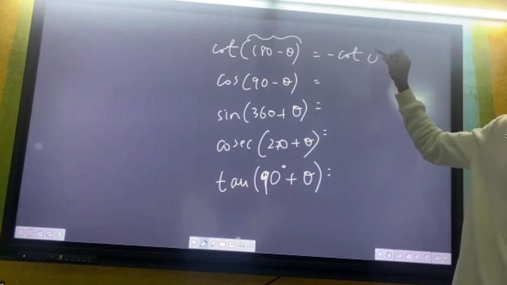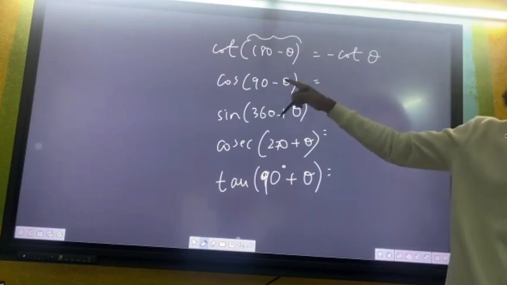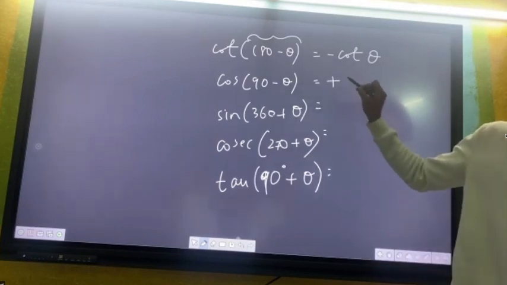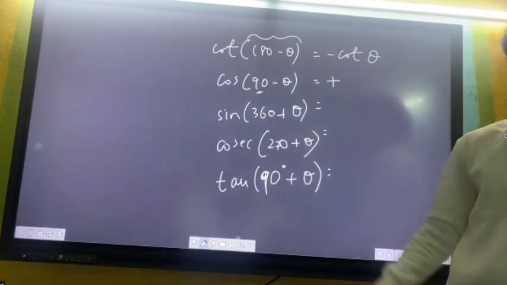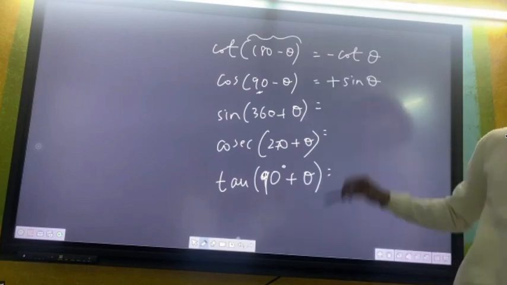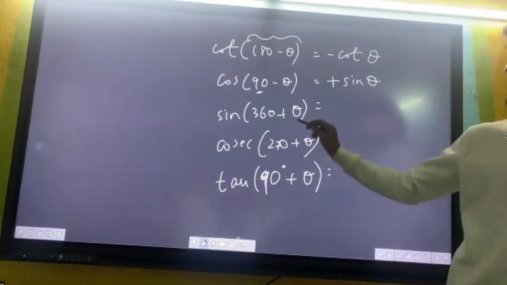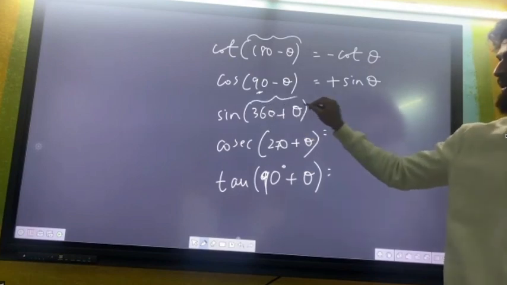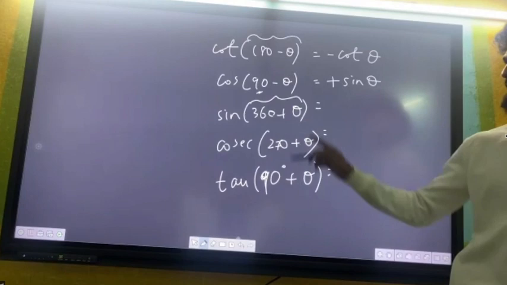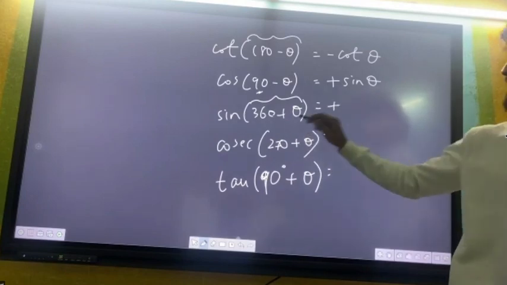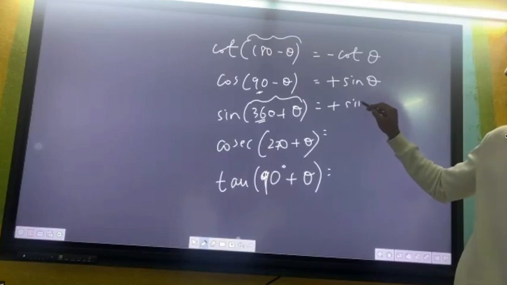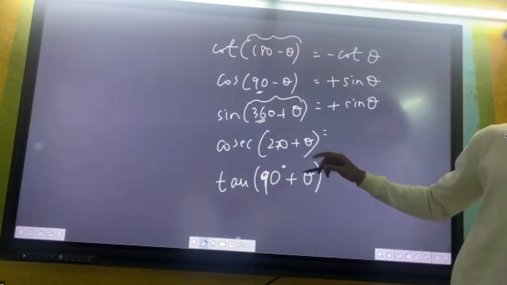Even, we don't change. Meaning? Got that? 90 minus theta. First quadrant, cos is. Cos becomes? Getting it? Next. What quadrant? First quadrant. Sin is? Even, so same. Getting it?